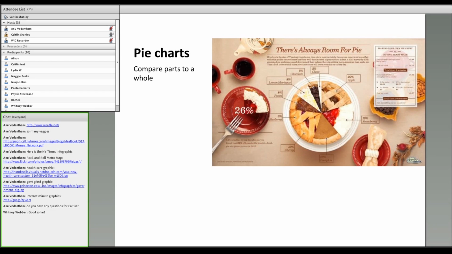Pie charts attempt to compare parts to a whole. NPR had survey data, they knew the boundaries of their data, and they were able to represent, out of all of these, how those parts break down. So that's what's most successful with a pie chart.